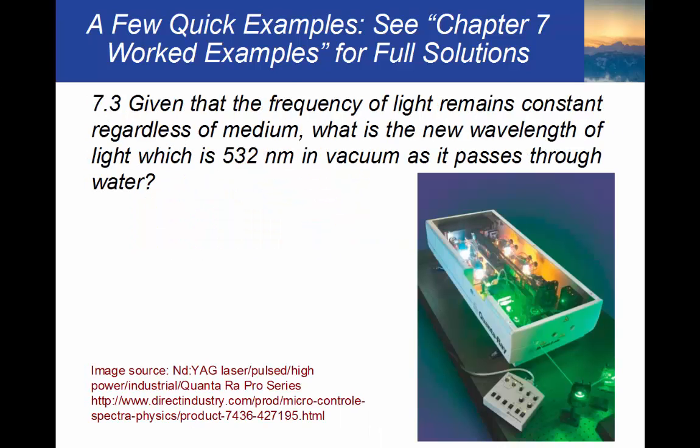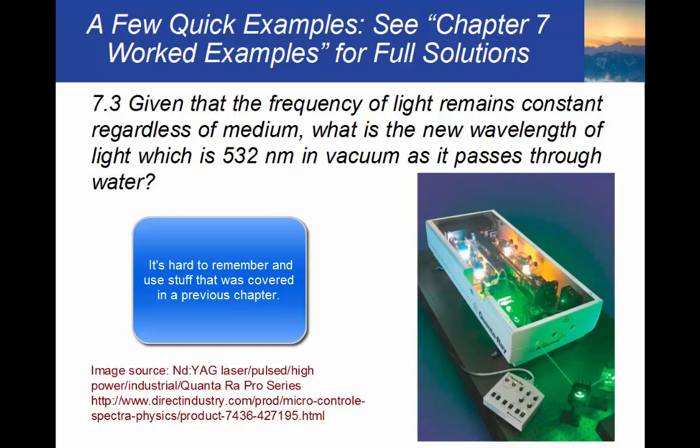Our third example here is actually an example that kind of stretches across 2 chapters. Given that the frequency of light remains constant regardless of medium, what is the new wavelength of light which is 532 nanometers in vacuum as it passes through water? I know it's tough to do examples that cover more than one chapter, and that we've already done one such example in the previous example. It is kind of difficult to remember kinematics when you're working with optics, and it's kind of difficult to remember waves when you're doing optics problems.